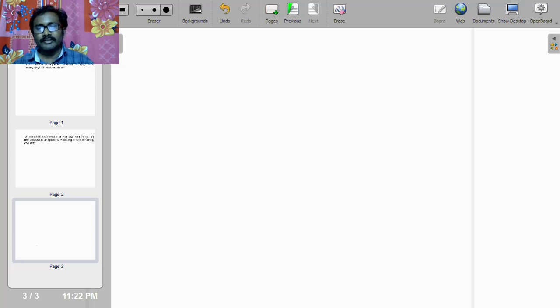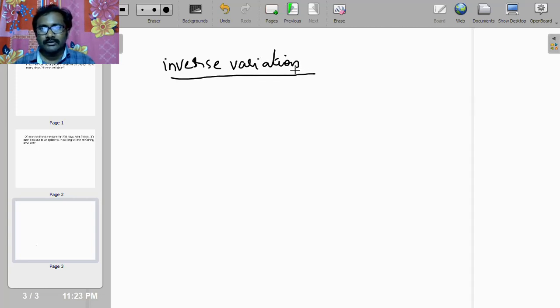So today we are going to discuss inverse variation. Inverse variation. So what is the meaning of inverse variation? We'll discuss with an example.